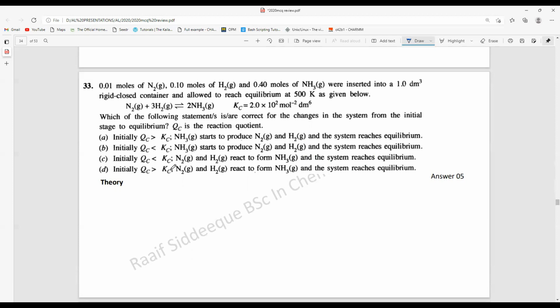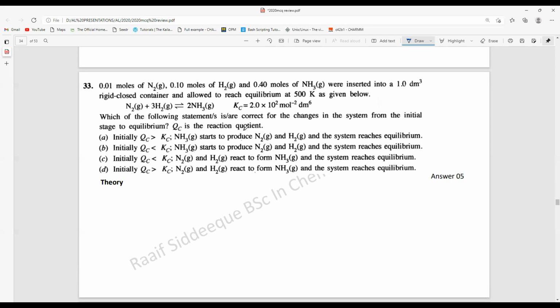So it was allowed to reach equilibrium at 500 Kelvin, and they have found the equilibrium constant as 2 into 10 to the power 2. Which of the following statements is correct for the changes in the system from the initial stage to the equilibrium?